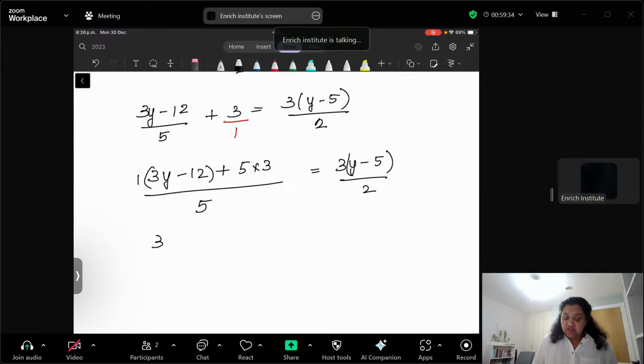Simplifying this, I will get (3y minus 12 plus 15) divided by 5 is equal to (3y minus 15) divided by 2.